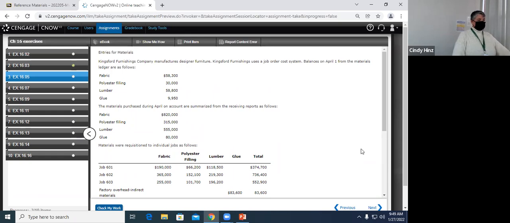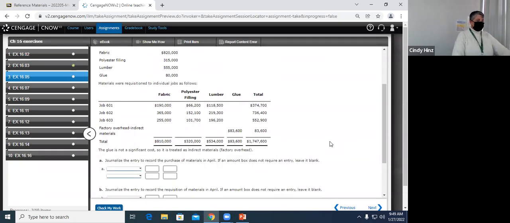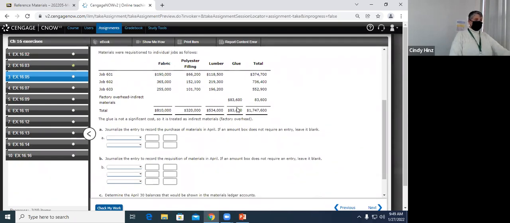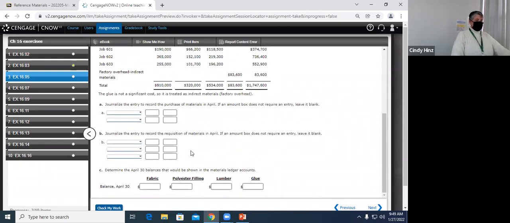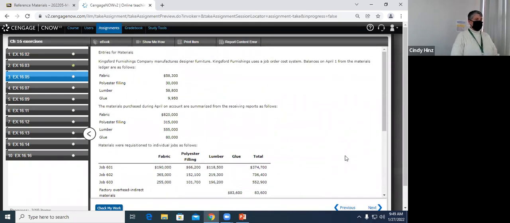So the next exercise is also entries for materials. But we already have the materials calculated for us here. We'll go through this. We are simply asked to do a couple of journal entries and then find ending balances that would be shown in the ledger account. Kingsford Furnishings Company manufactures designer furniture. Kingsford Furnishings uses a job order cost system. So remember, we talked about last class that companies would use a job order costing system when there's a clearly defined beginning and end to their work on a specific product or batch of products or job order.